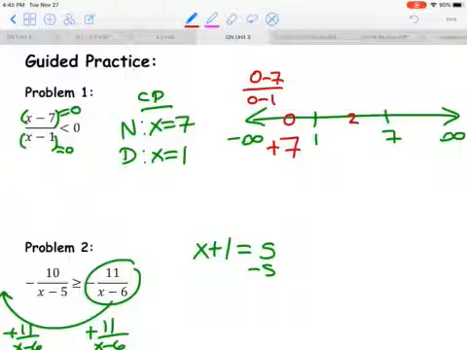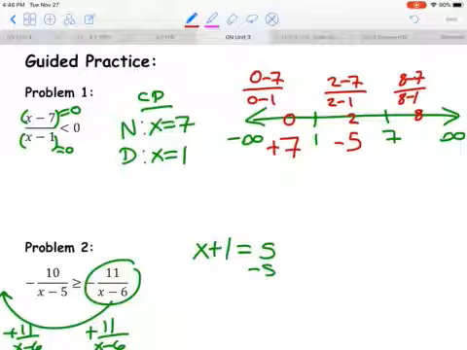The next one, if we test an area, let's say I test 2, because that's between 1 and 7. We test it, and we get negative 5. I really just care about the sign. And then the last area, let's say we test an 8. 8 minus 7, 8 minus 1, and we end up getting 1 over 7, another positive area. Now we have the signs for each area.